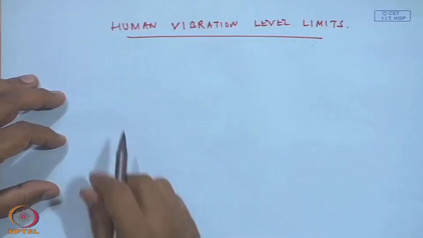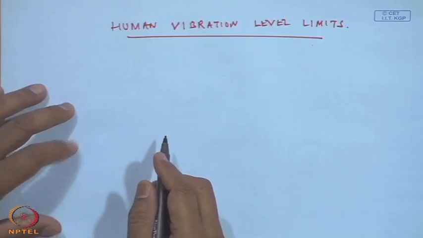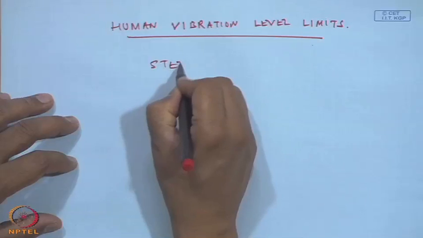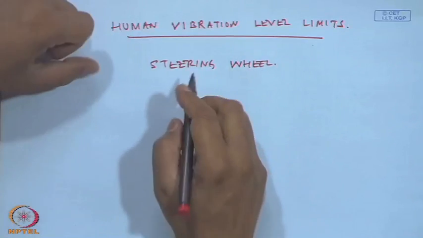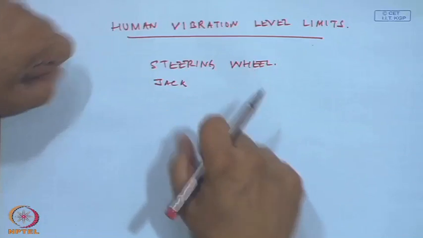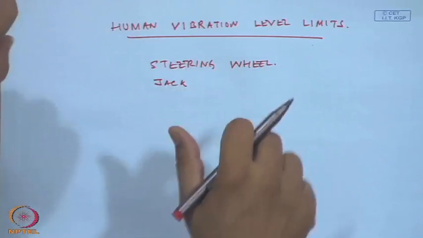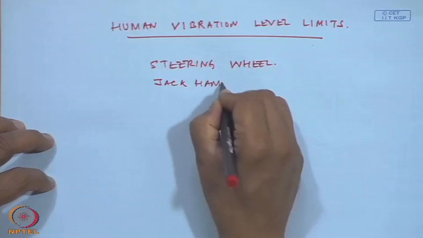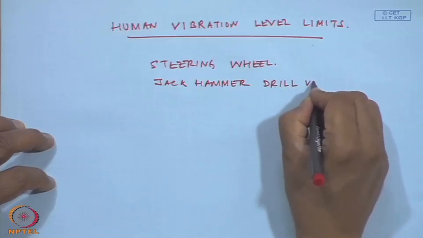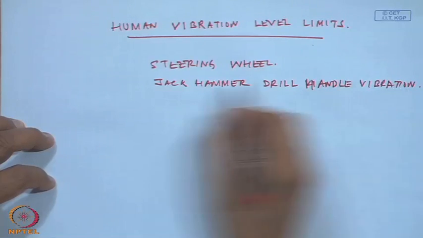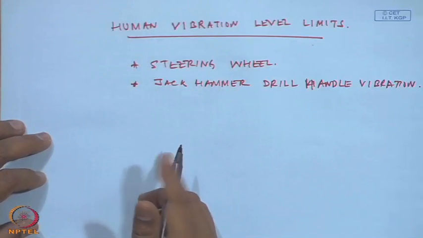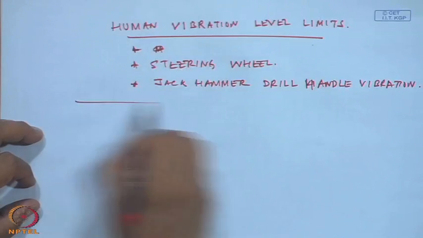In particular, wherever we have human operators holding on to devices which vibrate because of their functionality. For example, one is the steering wheel of a vehicle. One may be the jackhammer handle. If you go to any construction site, you will see people using a jackhammer drill to break concrete, and it produces a lot of vibration on the handle. These are scenarios wherein the vibration levels could be harmful, and we have to ensure they are not beyond a certain level. And of course, another is the machine level.